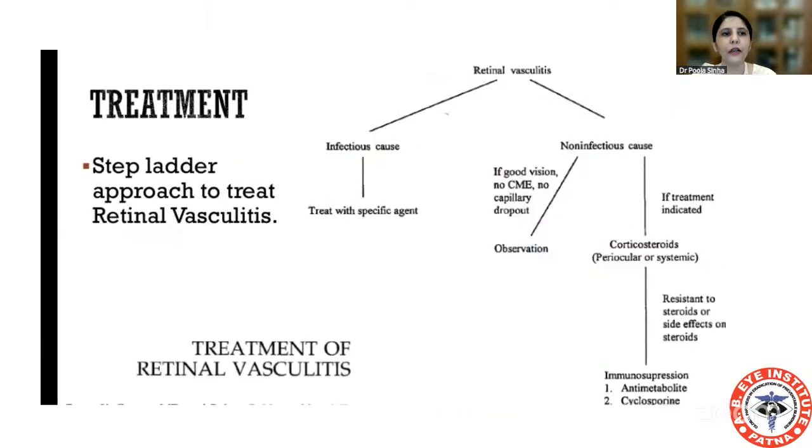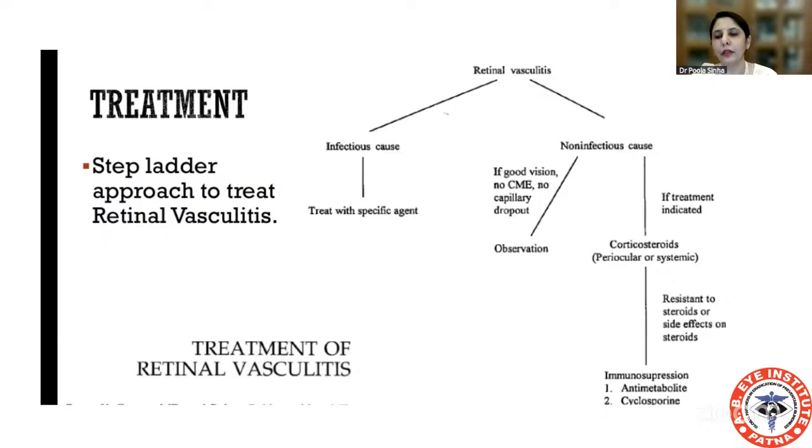So treatment, the step ladder approach to treat retinal vasculitis is, first you have to rule out the infectious cause. If it's an infectious cause, it is obvious that you have to treat with a specific agent. Now coming on to the non-infectious causes, if the vision is good, if there is no CME, if there is no capillary dropout, just observe these patients. Treatment is indicated if there is obviously the vitreous is involved or there is macular edema as evident on OCT.